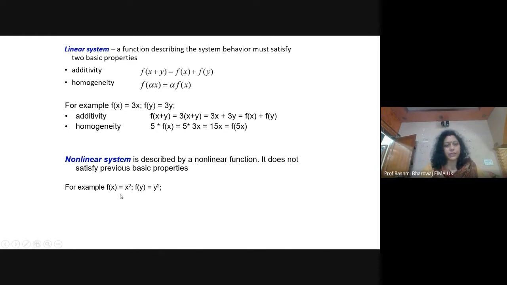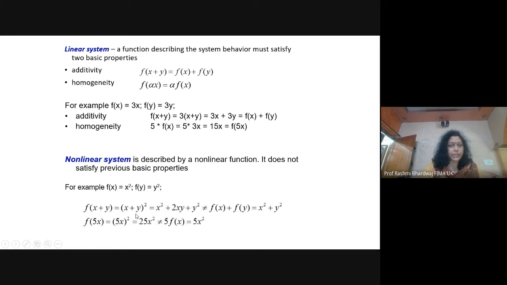Suppose I am taking a simple example, f(x) = x square. So of course f(y) is y square. Now if I have to find out f(x + y), it is nothing but (x + y) whole square, which comes to be x square plus 2xy plus y square. Now this term is extra, so it is not equal to f(x) + f(y), which is x square plus y square. So this means this function x square is not a linear function. It is a nonlinear function.